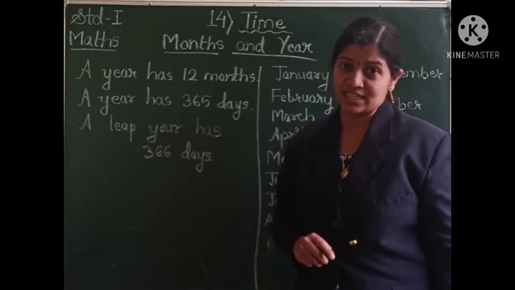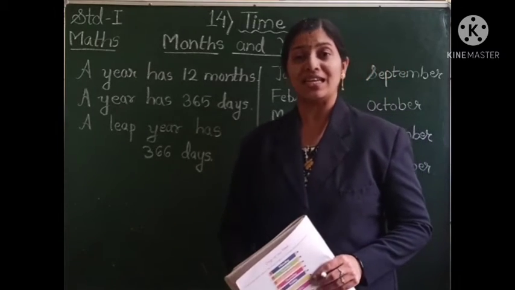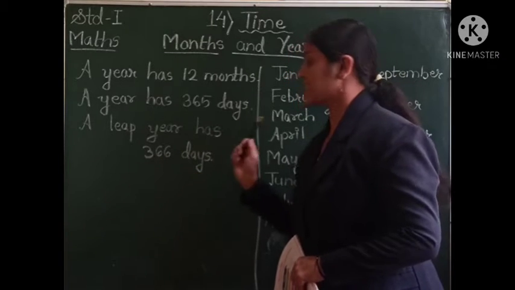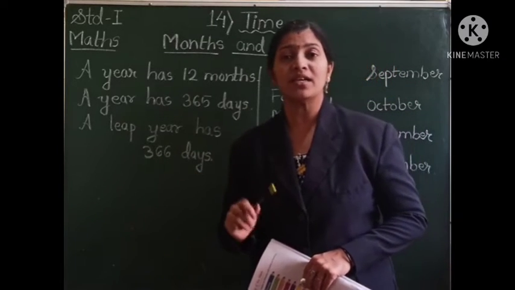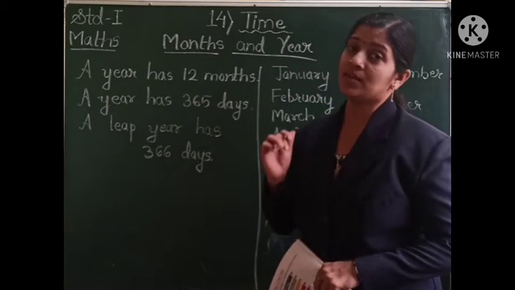365 days in it, and once in 4 years we have a leap year, and the leap year is having 366 days. A leap year is having 1 day extra than the regular year.